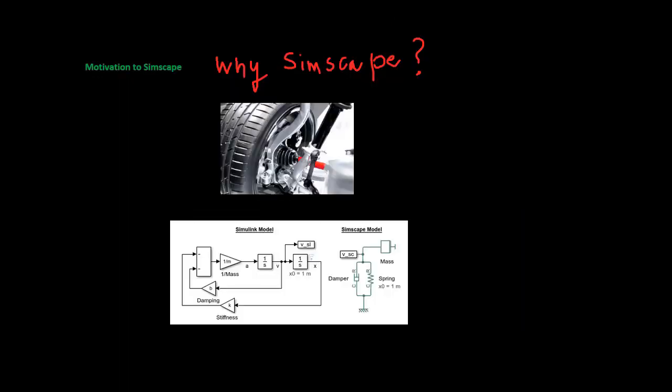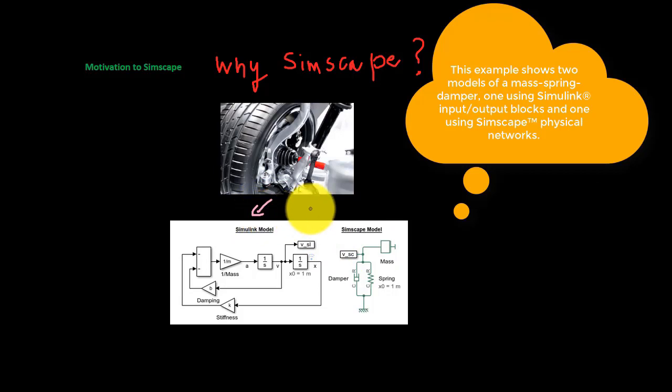Why use Simscape instead of the known tool Simulink? This example shows two models of a mass-spring-damper, one using Simulink input-output blocks and one using Simscape physical networks.